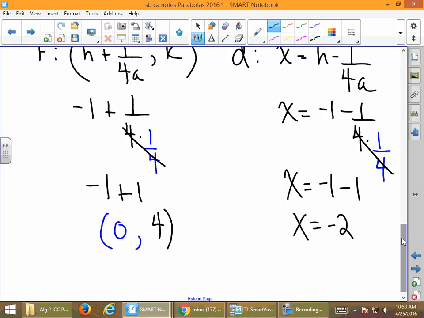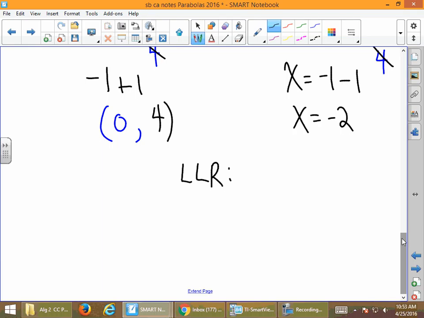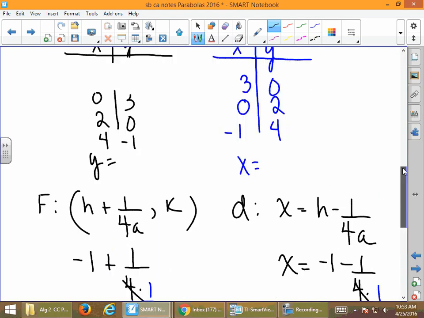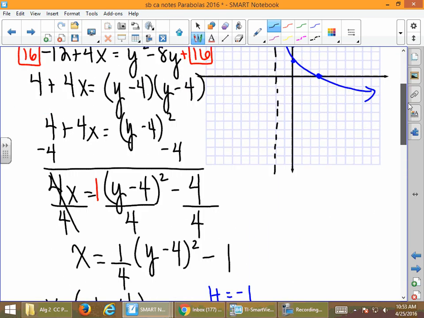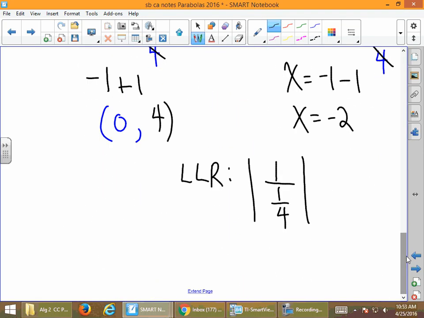And then to finish, we'll do the LLR. Well, we've seen this computation, or at least close to it. It's the absolute value of 1 divided by a. Again, you may need to type in 1 divided by 1/4 in your calculator, but 1 divided by 1/4 is 4. And then the length of the latus rectum is 4 to finish.